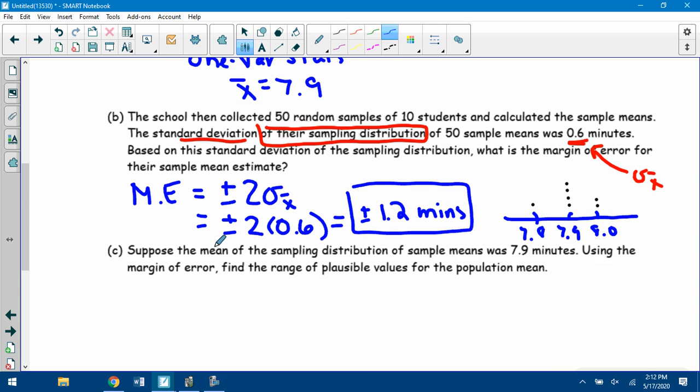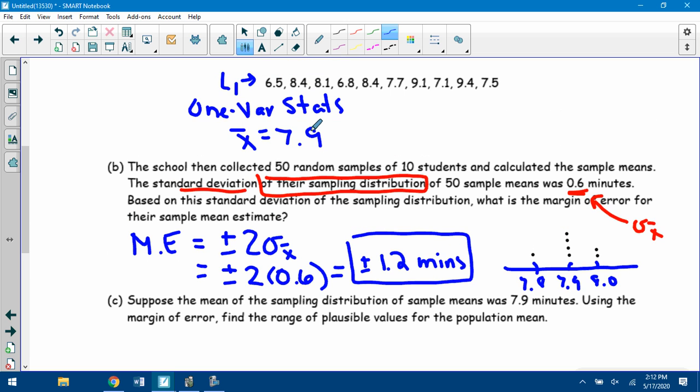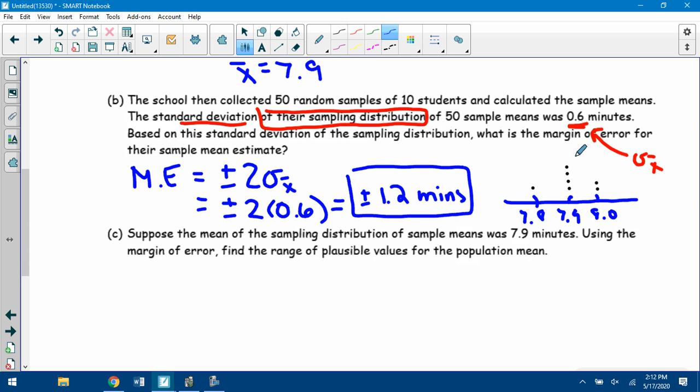Okay, so now it says suppose the mean of the sampling distribution of sample means was 7.9. So the average of all the dots comes out to be 7.9. So again, I'm not talking about the mean of the one sample, which happens to be that as well. I'm saying if I average all of my dots in the whole distribution, let's say that comes out to be 7.9. Using the margin of error, find the range of plausible values. Okay, so whenever it says find the range of plausible values, that means we're going to do mean plus or minus the margin of error.